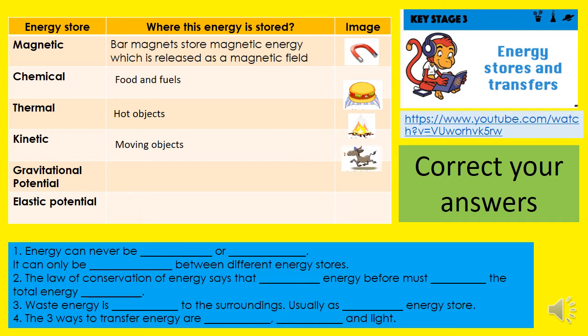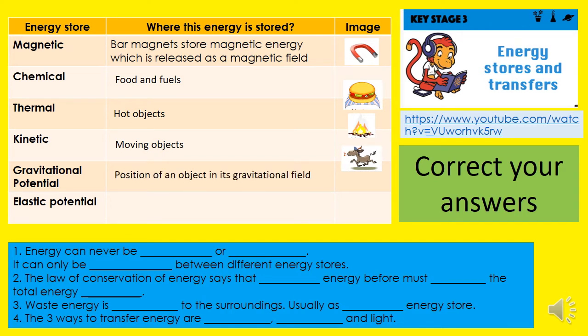Now I've drawn a picture of a galloping horse, but you may have someone waving, someone running, an animal running, a car moving. All of these are kinetic energy store examples.